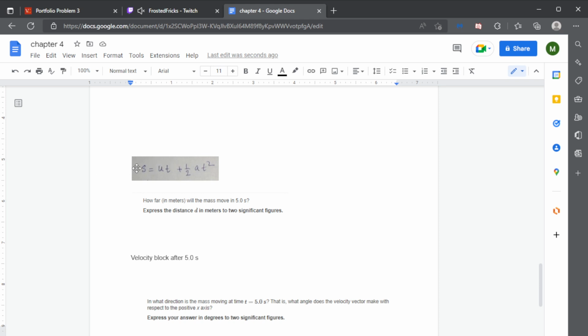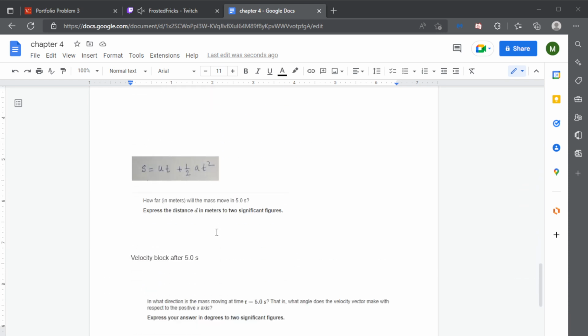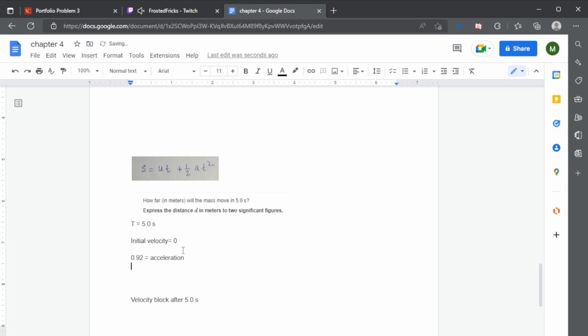So this is our displacement formula. How far in meters will the mass move in 5 seconds? However, let's label the stuff that we have. We already know it's 5 seconds, that'll be time. Initial velocity will be 0, because there's no initial velocity. But we did find acceleration, so we put that in mind. Let's put them into the equation.